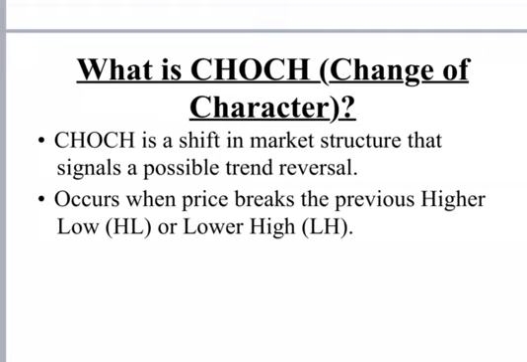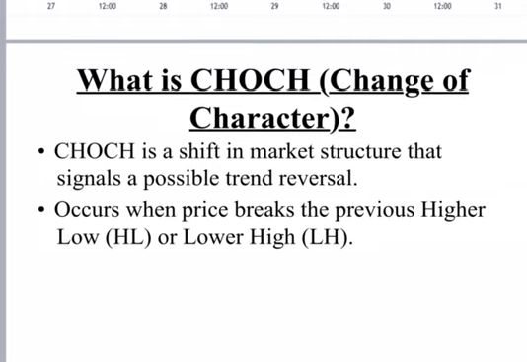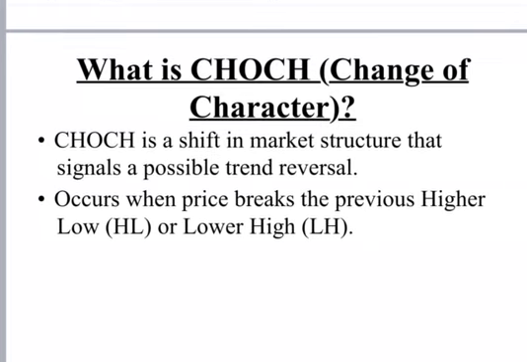Change of character means, when I was defining market structure, I mentioned different types of market structure. I said the market going in an uptrend, that is market going up, or market going down, a downtrend, or market creating consolidation, a ranging market, or choppy market. But what we want to work with is those two, uptrend and downtrend.